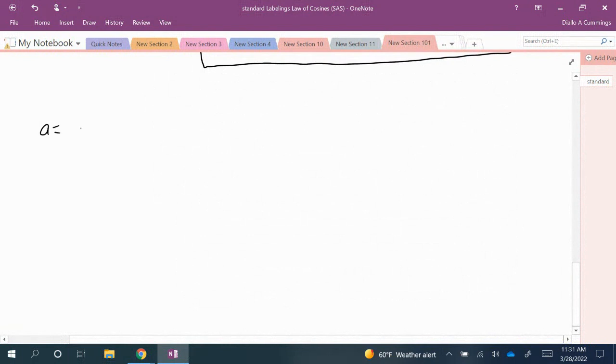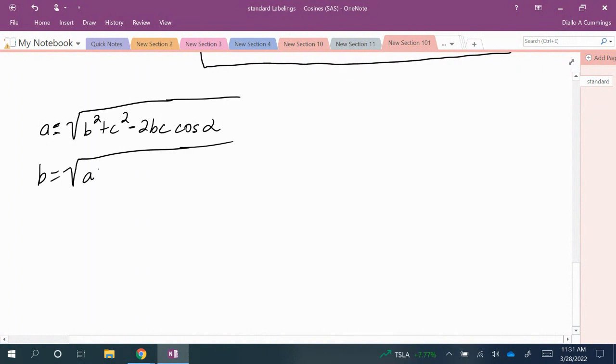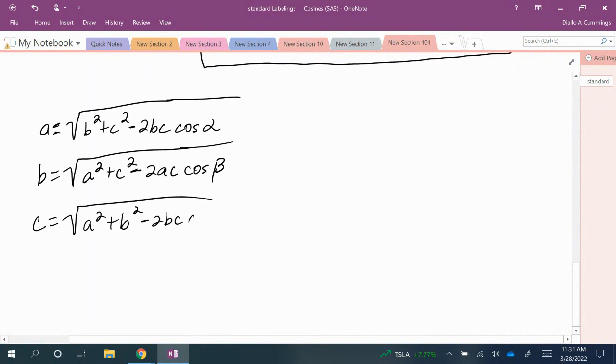So a is equal to the square root of b squared plus c squared minus 2bc times the cosine of alpha. b is equal to the square root of a squared plus c squared minus 2ac times the cosine of beta. c is equal to the square root of a squared plus b squared minus 2ab times the cosine of gamma.